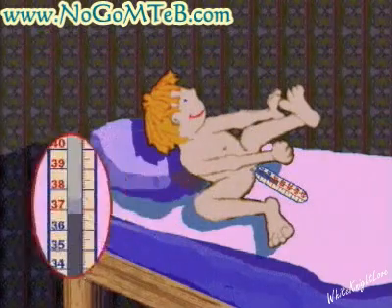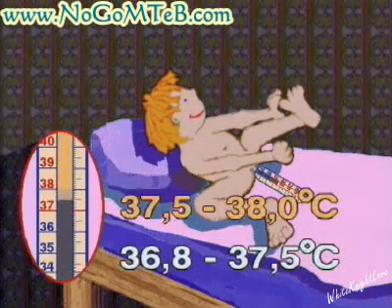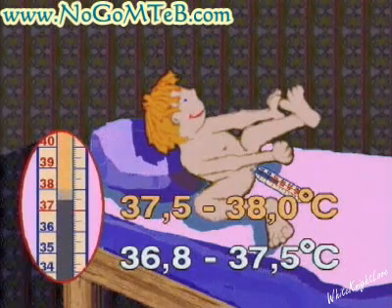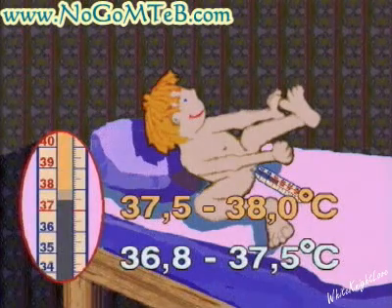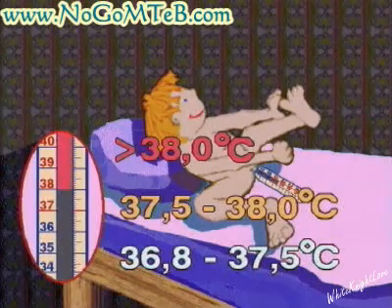Rectal temperature is normally between 36.8 and 37.5 degrees Celsius. Temperatures between 37.5 and 38 degrees are defined as a raised temperature, whereas a rectal temperature of over 38 degrees is by definition fever.